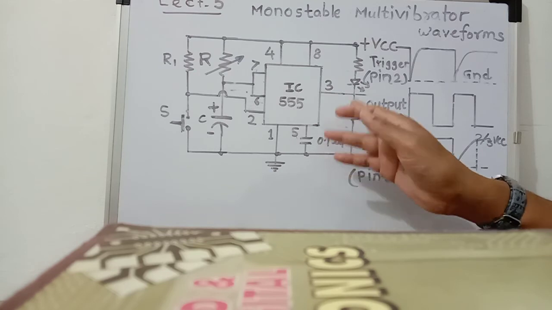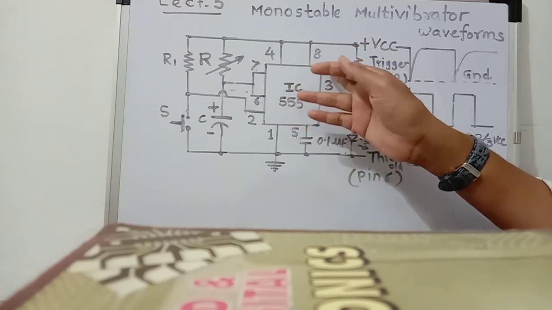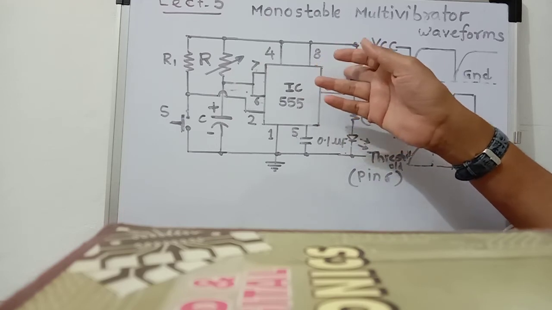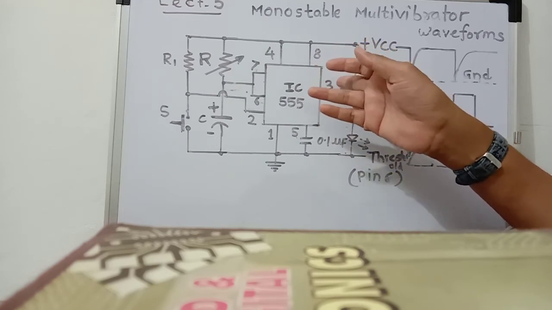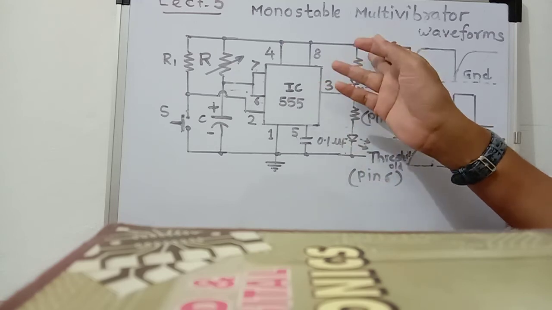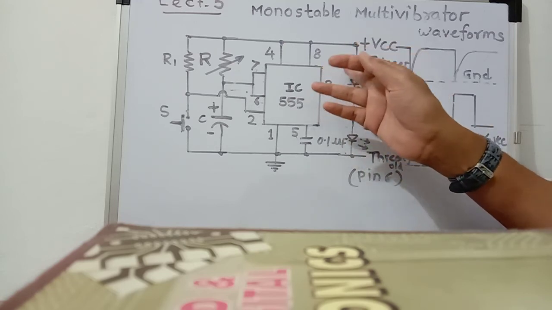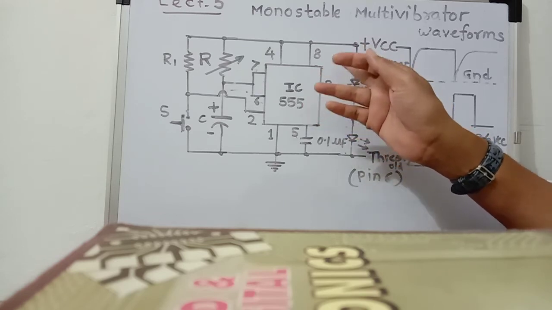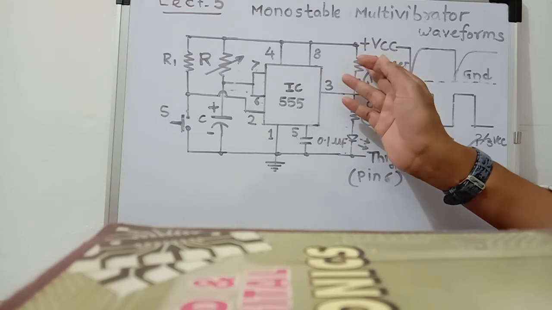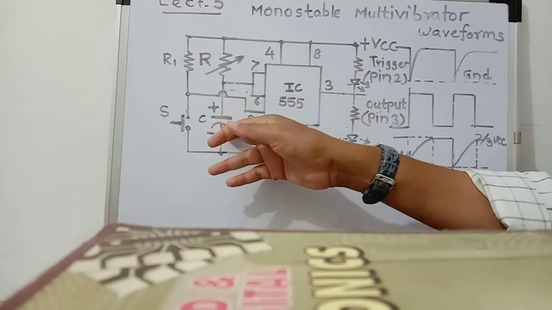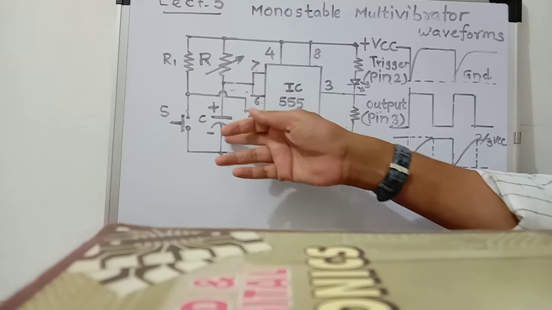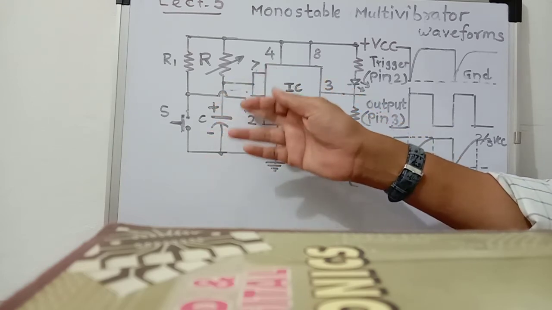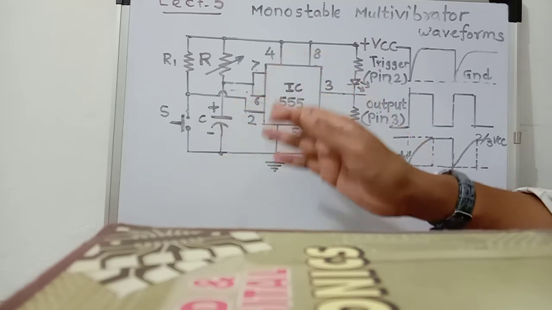Now, since the output is low, at the same time Q is equal to 1, and therefore the internal discharge transistor is in the saturation state, because Q is equal to 1. It acts as a closed switch. Therefore, it provides a path for this external capacitor C to discharge through it. Therefore, the capacitor discharges through the transistor.